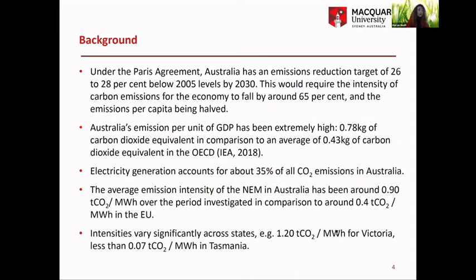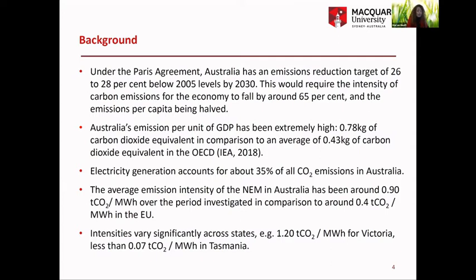If we compare the emission intensity in Australia with other OECD countries, we see that here we have very high emissions per unit of GDP, about 0.78 in comparison with about 0.4 for European countries. So it's very, very high, and it's very important to reduce these emissions in order to combat climate change.